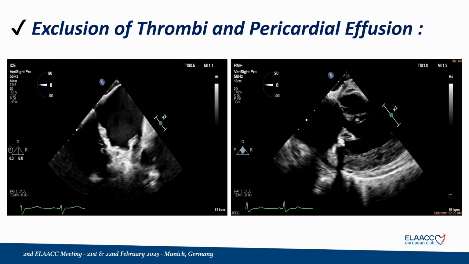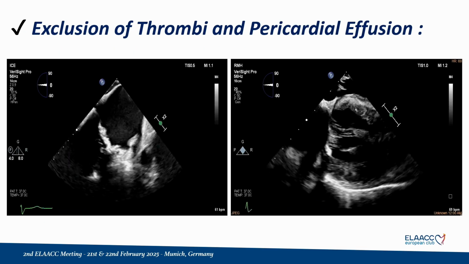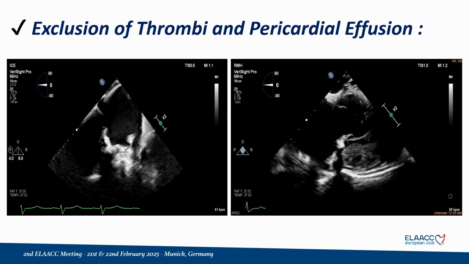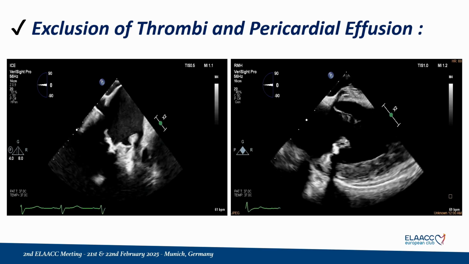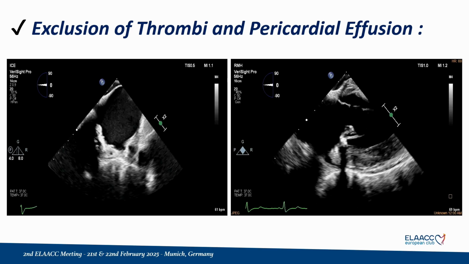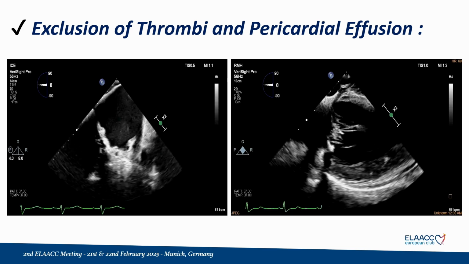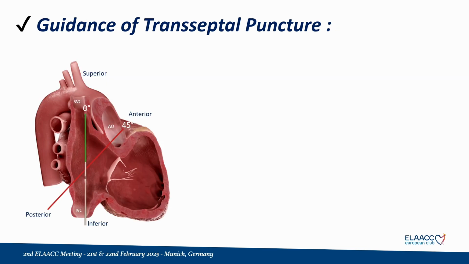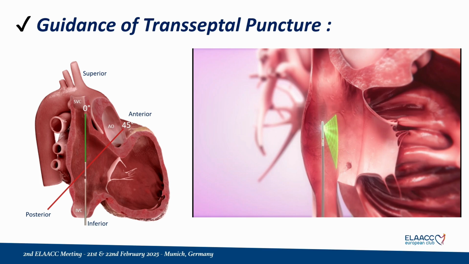Okay, exclusion of thrombus and pericardial effusion: keeping the probe in the right side of the heart and increasing the depth of view, we can explore the left atrium and exclude the pericardial effusion and thrombus formation. But one critical step, as discussed before, is the guidance for the transseptal puncture.